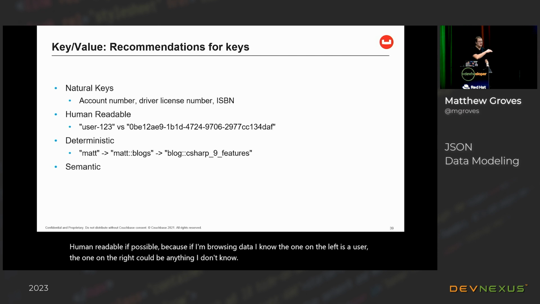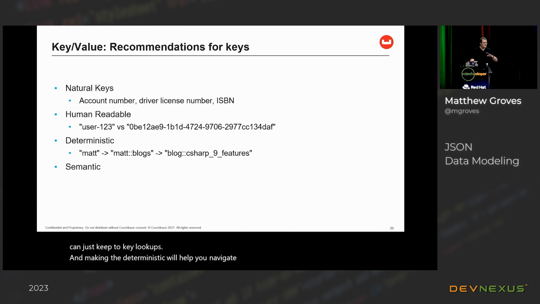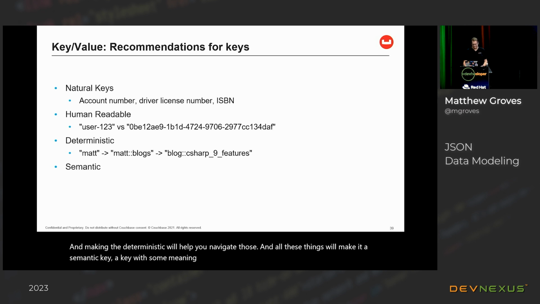Deterministic, so this is going to help you navigate through. If you don't want to use joins, you can just keep to key lookups, and making them deterministic will help you navigate those. And all these things will make it a semantic key, a key with some meaning to it.